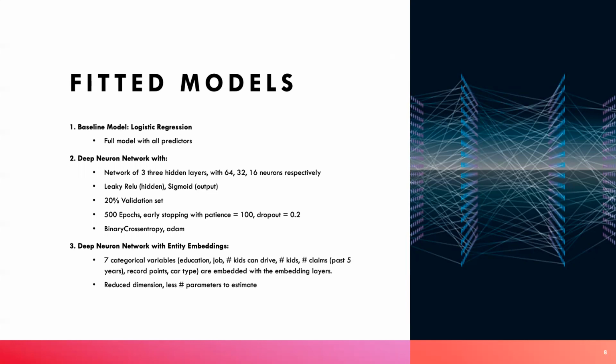And the last model is the same neural network as the one we just talked about, but with entity embeddings. Embedding layers are applied to each categorical variable with more than 2 levels. Using embedding layers, it can really help to reduce dimensions and to avoid an excessive number of network parameters.